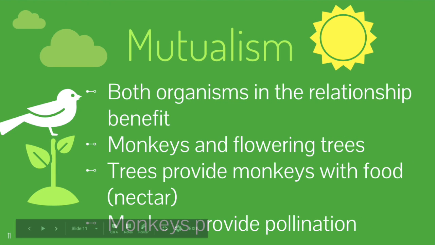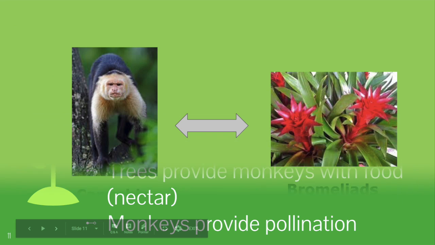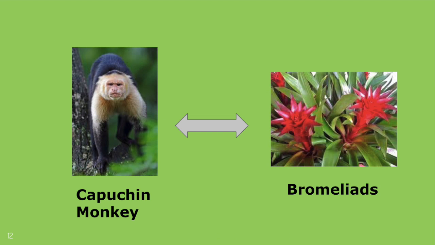Mutualism is the symbiotic interaction where 2 organisms benefit from each other. Capuchin monkeys and flowering trees such as the bromeliad are a great example. Bromeliads provide monkeys with nectar as food. After receiving their food source, the monkeys get pollen on their fur. As monkeys move around, they distribute pollen and provide pollination of more flowers into other areas. The monkeys benefit by receiving their food, and the flowering trees benefit by having more of their species dispersed in the tropical rainforest.